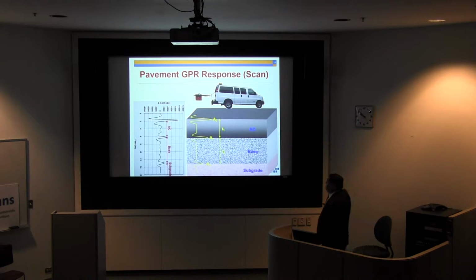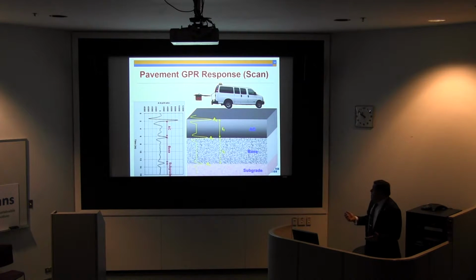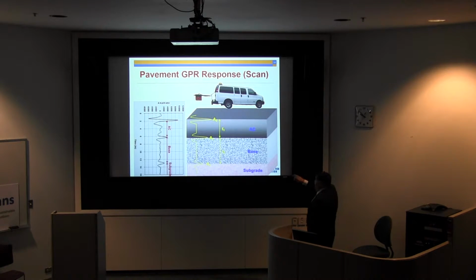As I said, I'm a pavement guy, so I can now switch to pavements. So how it works in pavements: you send electromagnetic waves, they hit the surface, and you get an amplitude. It goes through the material, which has a different dielectric constant, and you have other reflections, and so on.